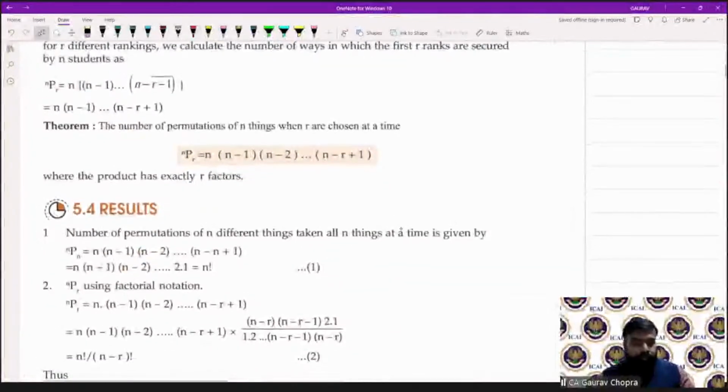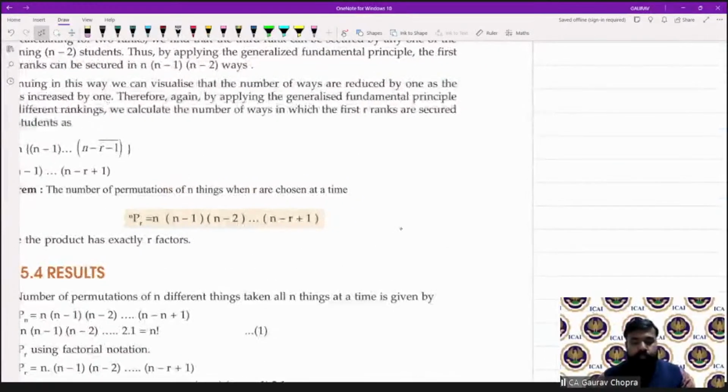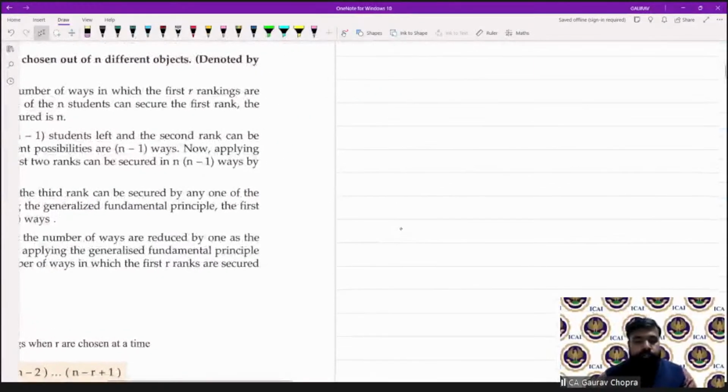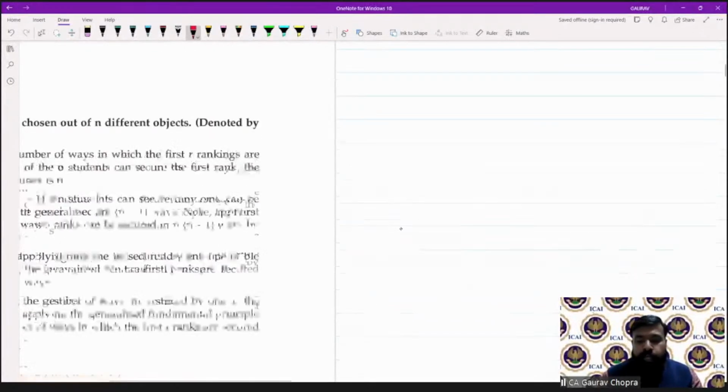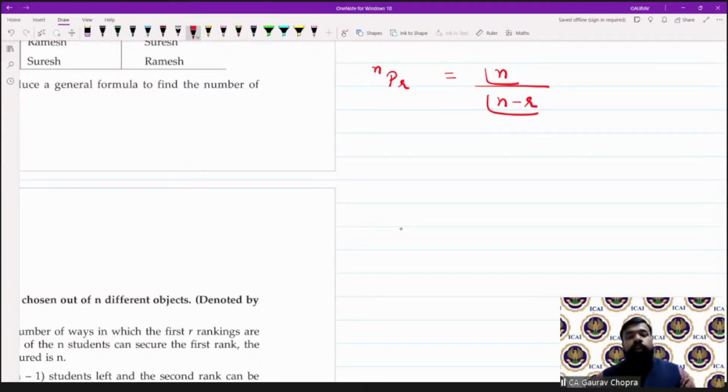Now let us understand the formula for permutation. For permutation, we have to write nPr. nPr is equal to factorial n upon factorial n minus r.